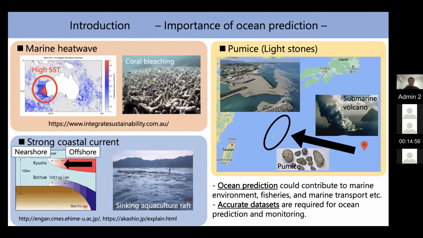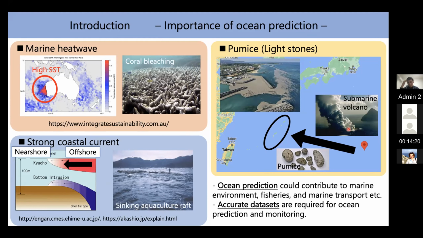First, I would like to introduce the importance of ocean predictions. The marine heat waves, the high SST associated with marine heat waves, lead to coral bleaching, recently often observed. And also, strong coastal currents from the offshore to the nearshore directions across the strait have significant damages on the aquaculture raft, as shown in this figure.